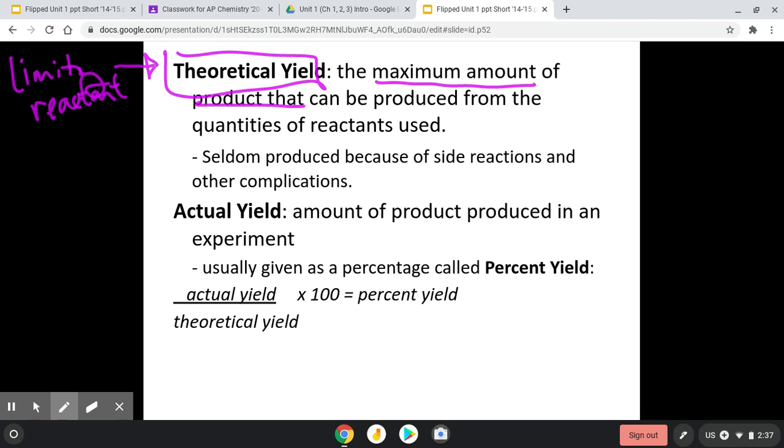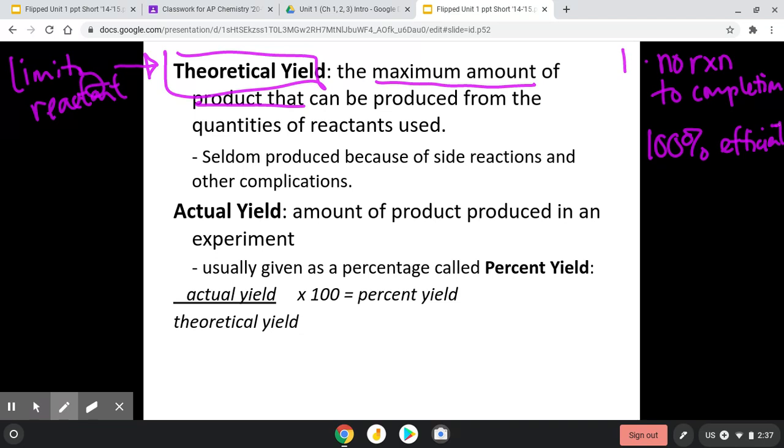Are you going to produce that amount? Probably not, for a couple different reasons. First of all, reason number 1, virtually no reaction actually goes to completion. If we had a reaction that went to completion, that reaction would be 100% efficient, which would be amazing because it never happens.